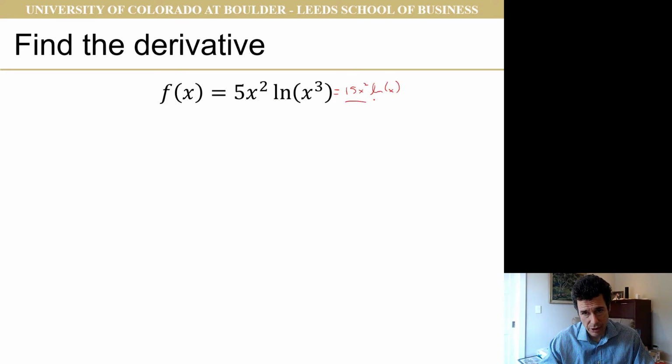Here's our first function. Here's our second function. Take the derivative. F prime of x equals derivative of the first function, 30x, times the second, ln of x, plus the first function, 15x squared, times derivative of the second function, 1 over x.